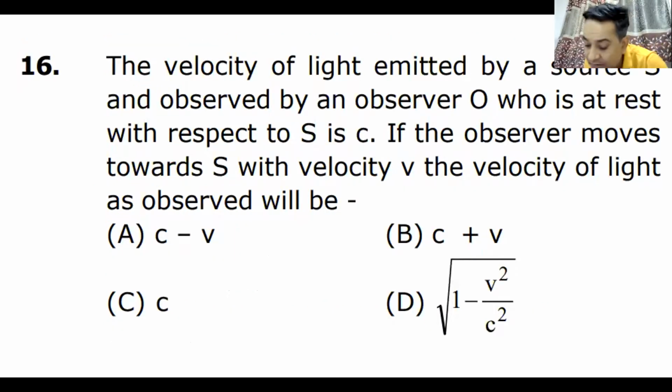Now comes the next one. The velocity of light emitted by a source S, observed by an observer O, which is at rest with respect to S. The observer starts to move towards S with a velocity v. What is the velocity of light as seen by the observer? A very basic question. And the options are c minus v, c plus v, c under root of something.